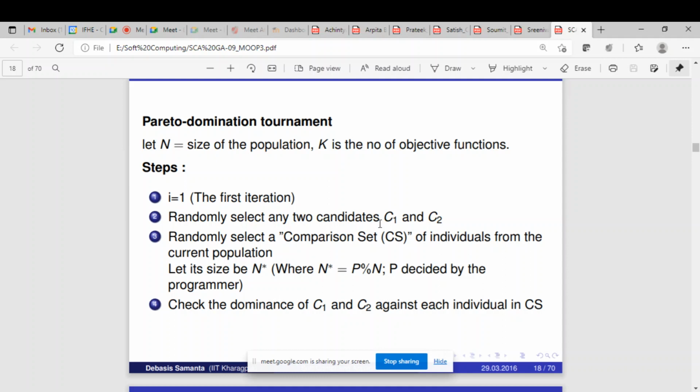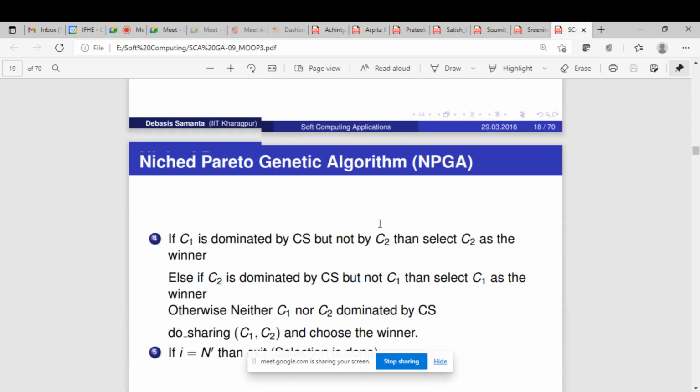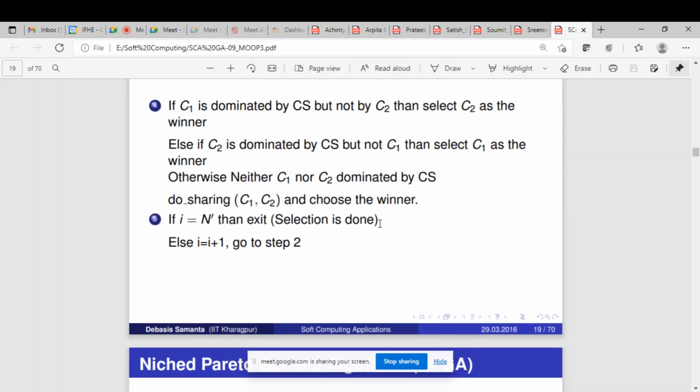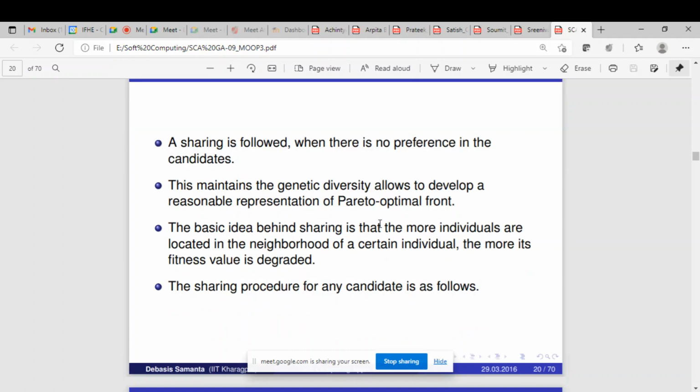If, for example, C1 and C2 both dominate everybody in the comparison set, or there is another option also which we have not discussed last class: sometimes both C1 and C2 may not dominate everybody in the comparison set. That may also happen. In such cases, we will go for what you call niche sharing. So that is what the entire algorithm is about.